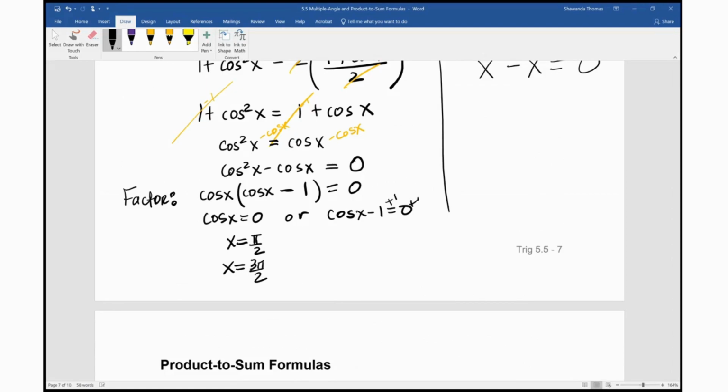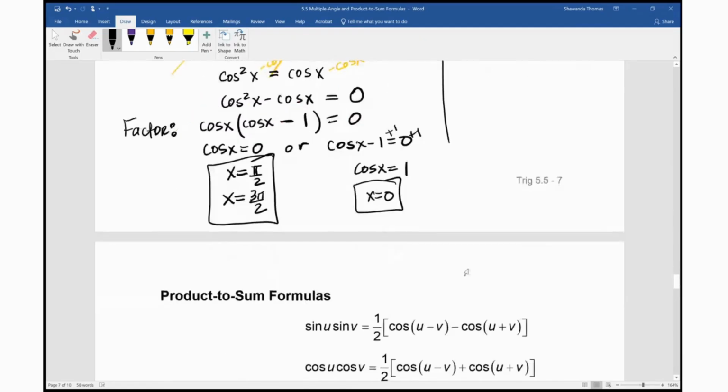Over here, we add 1. When is cosine 1? When x equals 0. All right, X equals 0. So we got that answer. We got these two answers too. All right. For pi, cosine is -1, right? You go to the left. All right.